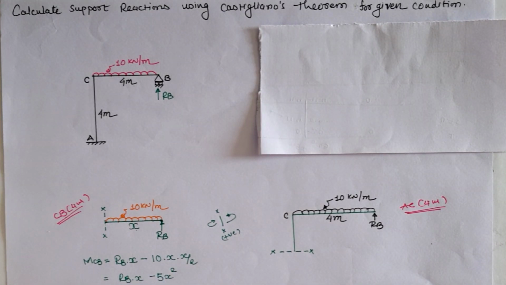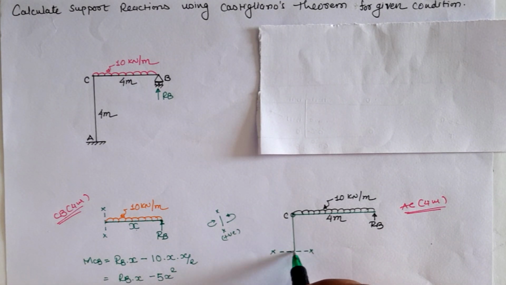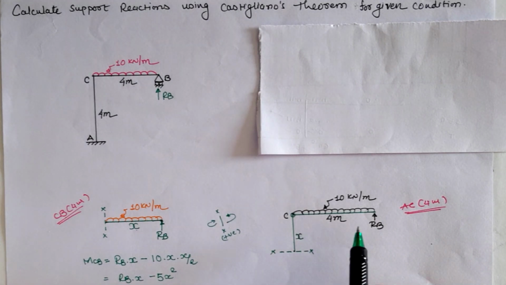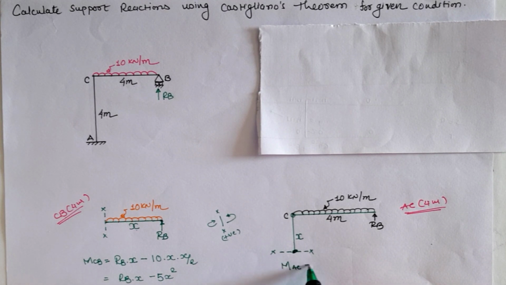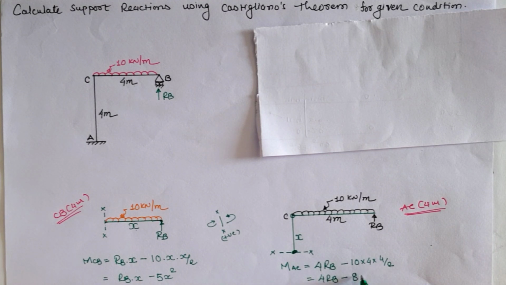Similarly, if we take the section in the A to C segment, then the origin is assumed at C and the sectional distance from C is x meter. Then the moment at this section is RB into 4 in anticlockwise direction, and according to sign convention 4 RB is positive, and due to the UDL it is minus load into distance by 2. Calculating this, we have 4 RB minus 10 into 4 by 2 as 80. So this is the sectional moment which is going to be used in Castigliano's tabular form.